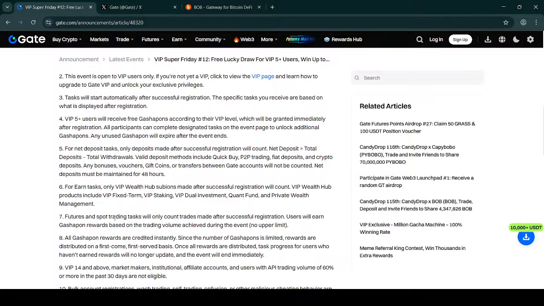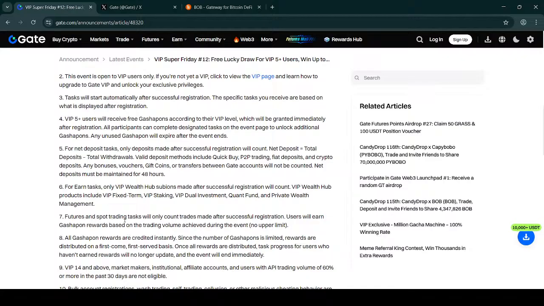Guys, so for the untax of the BFE wealth and the hub, sub-units made after successful registration will count for the BFE wealth hub and the products. These include BFE fixed term, BFE staking, BFE dual investment, quant fund and private wealth management, guys.